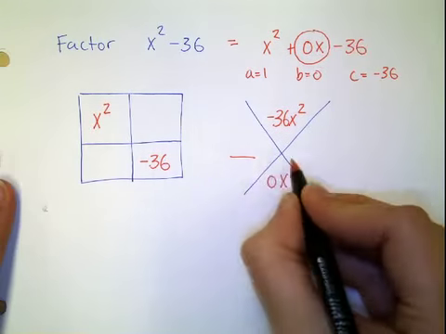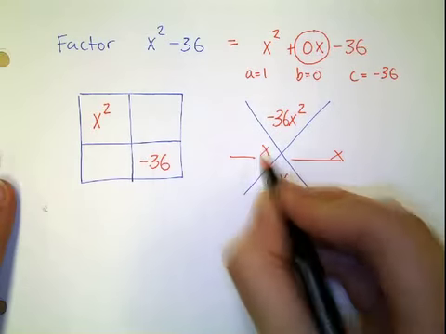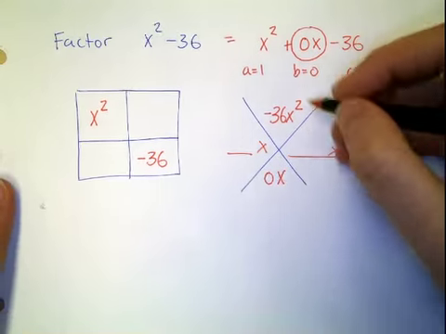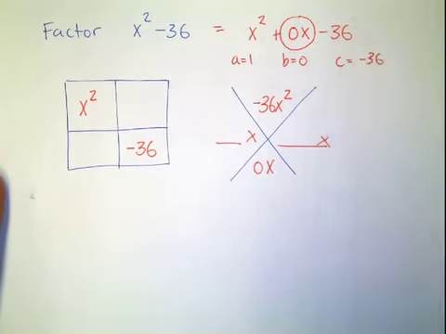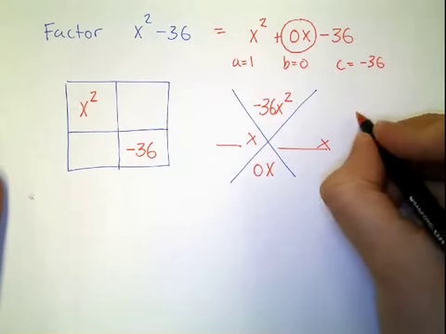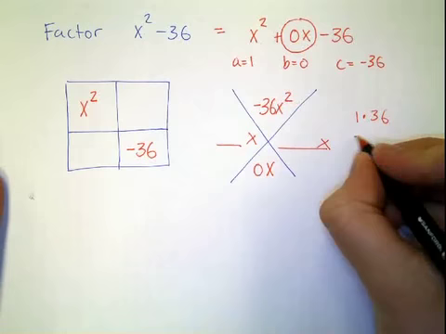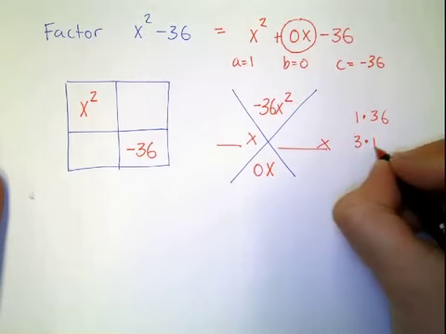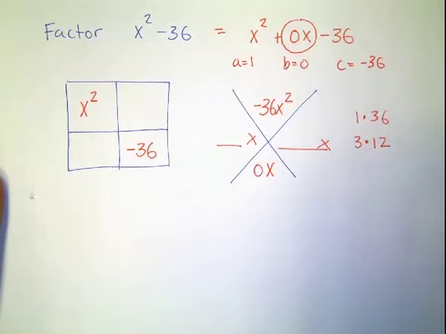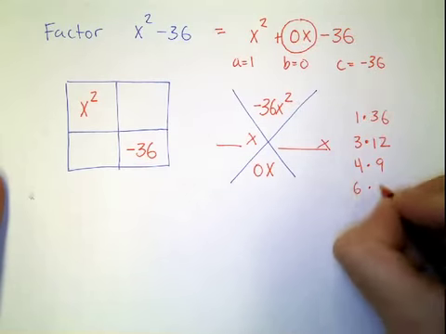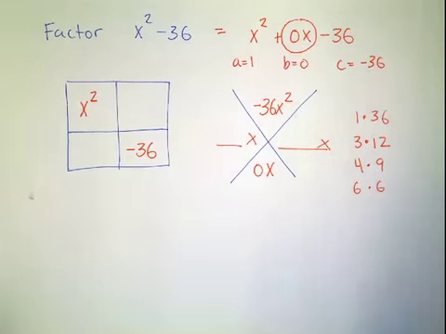So I'm looking for two numbers in my diamond. They're both going to have x's. They've got to multiply to negative 36, but add to 0. So yeah, I know there's a lot of things that multiply to 36. 1 times 36, for example, or 3 times 12 is a good one. We could do 4 times 9, 6 times 6. There's a bunch of things. I forgot about 2 times 18.